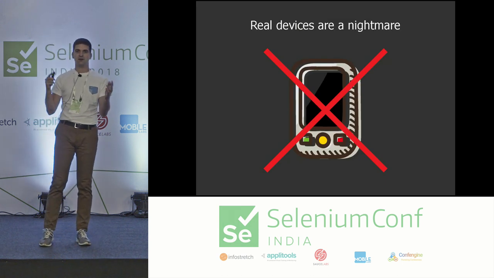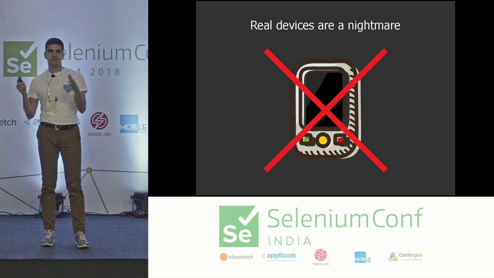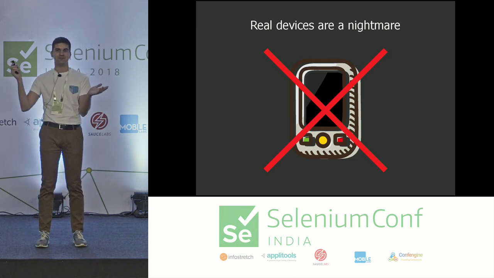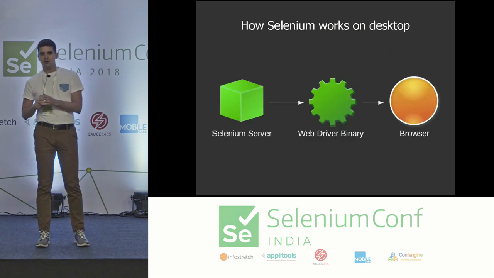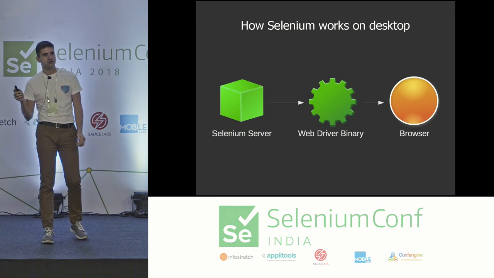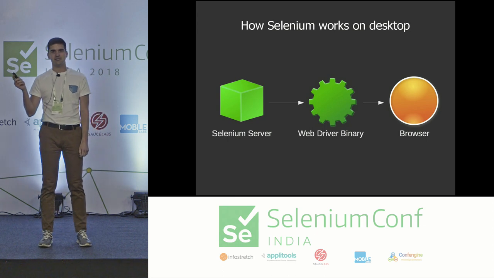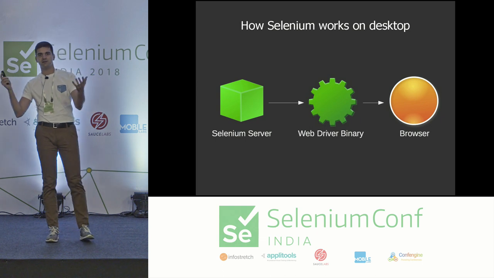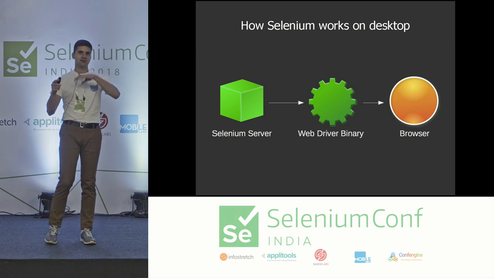We need something similar to desktop automation, which scales well. And before we dive into the details, let me ask you, who knows how Selenium works on the desktop? Raise your hand. Simon knows. Sure. So I think most of you already know how a typical Selenium architecture looks like on the desktop. It consists of a Selenium server handling test commands, a browser installed in the operating system, and a web driver binary translating test commands to browser-specific commands.